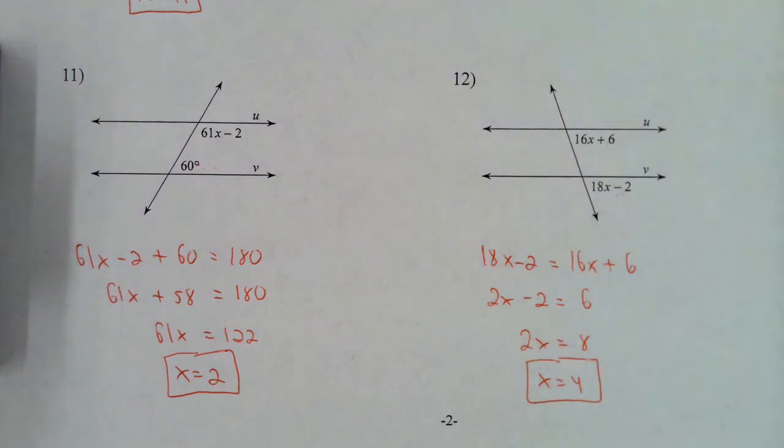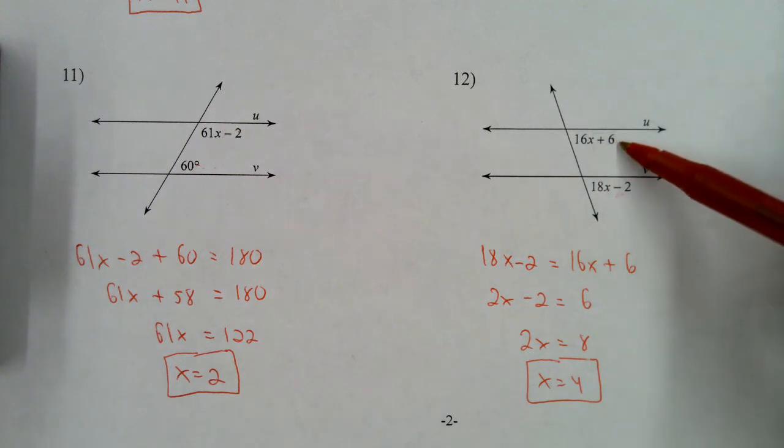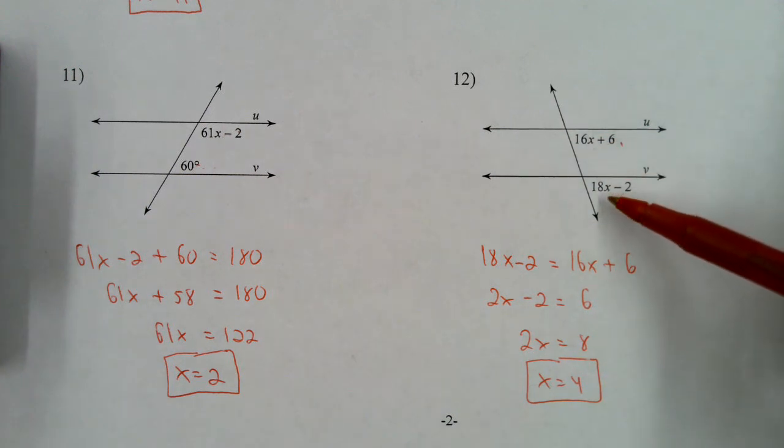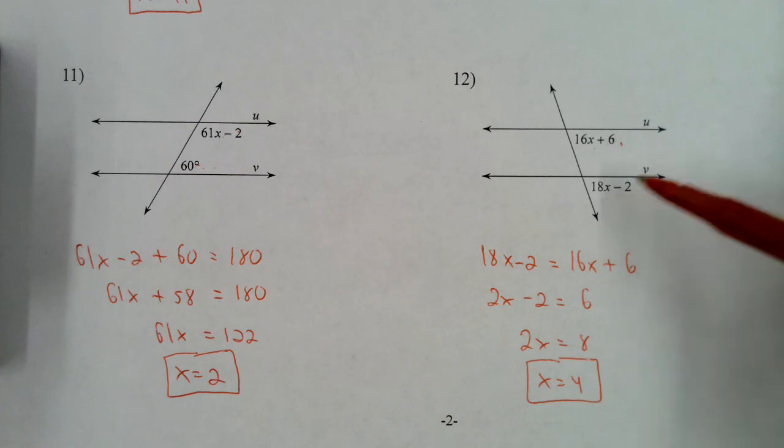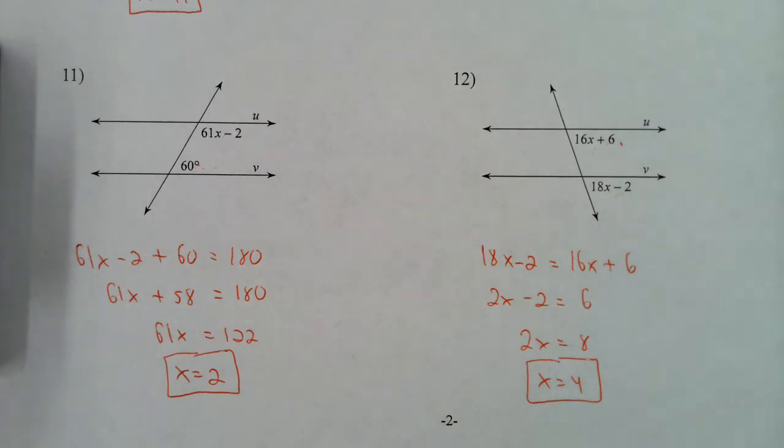And if you want to check it, 16 times 4 is 64. Plus 6 equals 70. And 18 times 4 is 72. Minus 2 equals 70. Okay? So that's the review for the quiz on parallel lines.